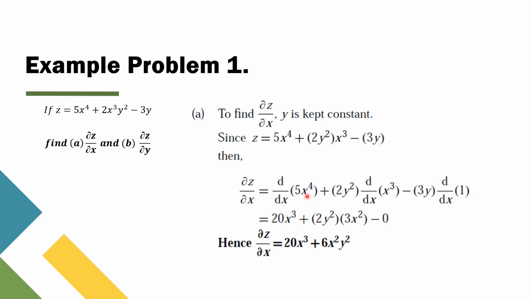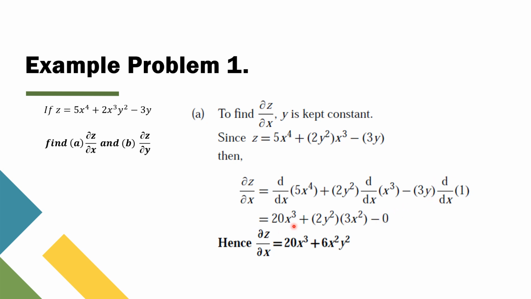Now, the derivative of 5x to the fourth power, by the power rule of differentiation, is 20x cubed. Plus we have 2y squared, the constant, and by the power rule the derivative of x cubed is 3x squared. Minus we have 3y, the constant, and then the derivative of 1. Take note, 1 is a constant, and the derivative of a constant is 0. And when we multiply 0 to 3y, that is still 0.